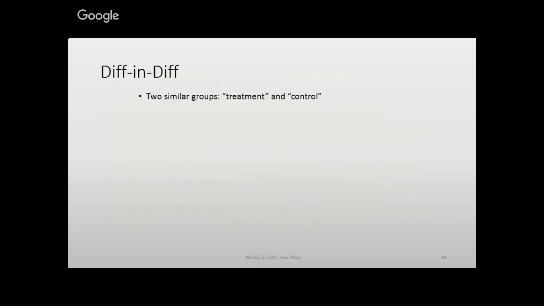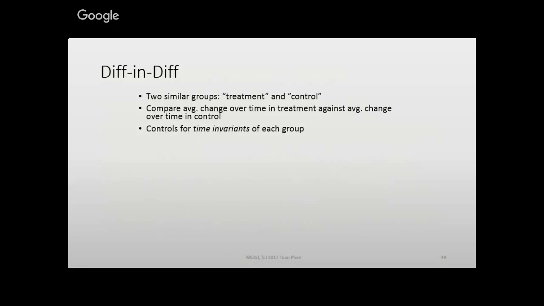Okay, so in difference in difference, we try to construct two similar groups using our historical data. Conceptually, this is the treatment group, and this is our control group. We can compare the average change over time of these two groups. It's nice because when we do that, we control for the time invariance of the two groups, but also for the time variance of the two groups.